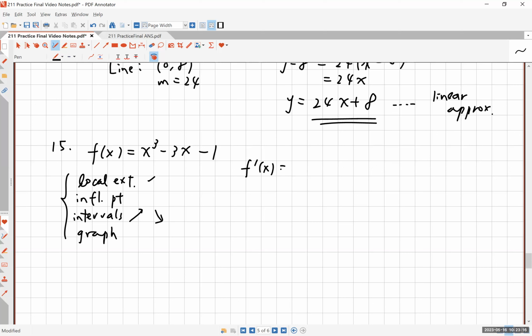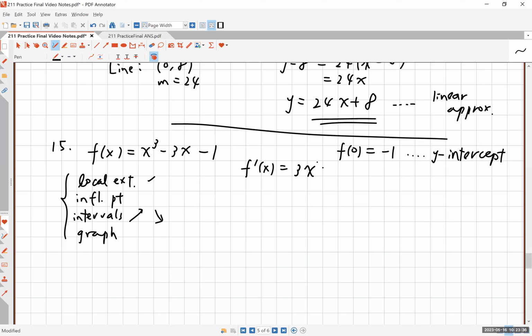derivative, right? By the way, you can find other things too, like for instance, f of 0 is going to be what? -1, just plugging in 0. Well, that's your y-intercept, right? So that's the kind of thing that you can also do before you start taking the derivative and so on. But if you do take the derivative, that's 3x squared minus 3. That's nice because that's factorable.